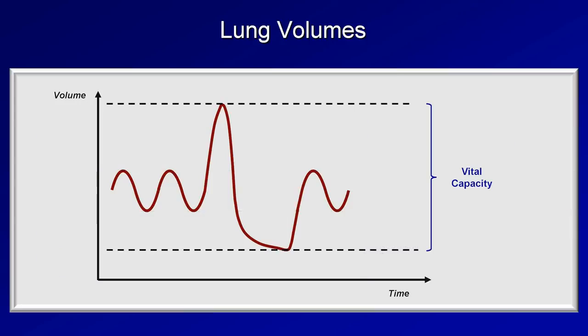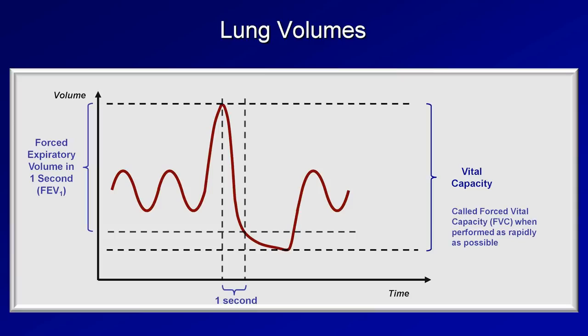The 2 remaining of the 3 most clinically important values are determined when a patient inhales as deeply as possible and then forcefully exhales as quickly as possible. The vital capacity as measured during this maneuver is called the forced vital capacity, or FVC. The volume of air exhaled during the first second of that maneuver is called the forced expiratory volume in 1 second, abbreviated FEV1. And the ratio of the FEV1 over the FVC is a critical measure of obstruction to airflow during expiration.